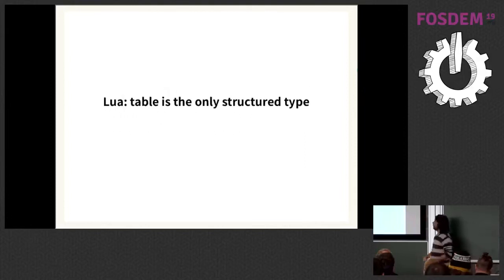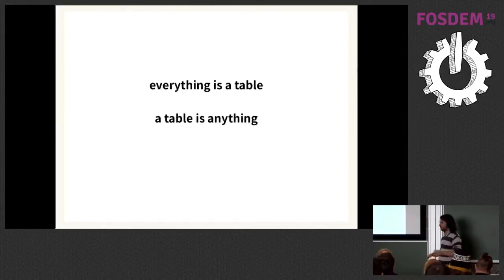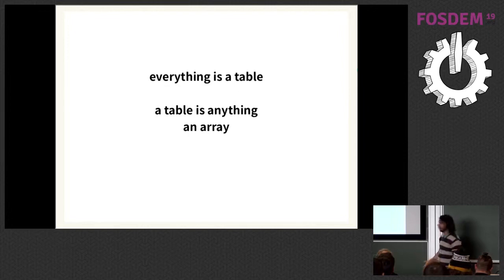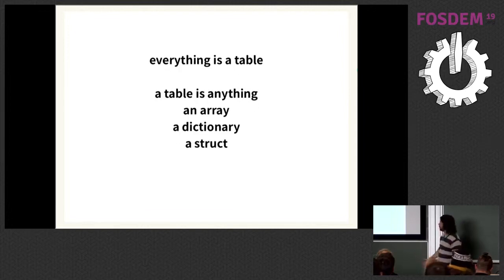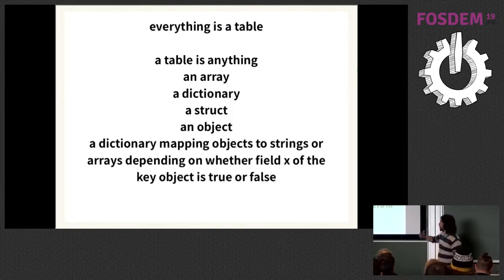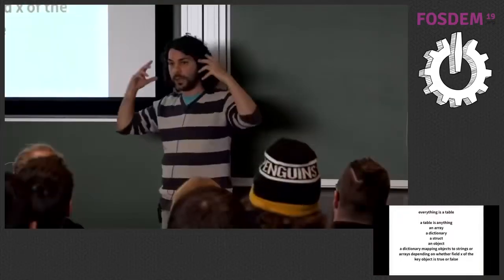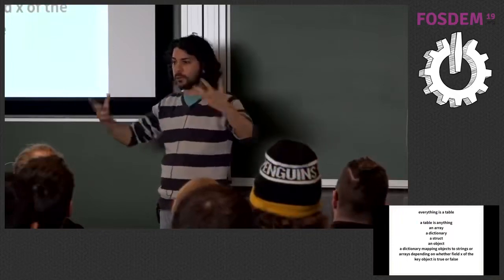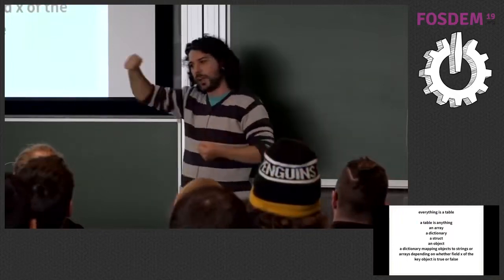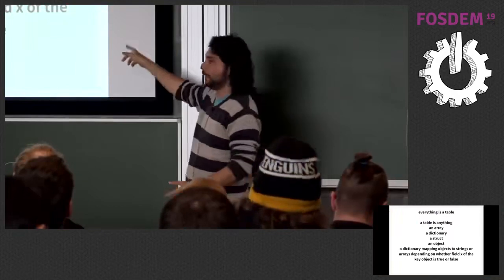And when you get to that, in a case like Lua, where the table is the only structured type. So when we say everything's a table, apart from the primitives, strings and integers and all that, it means that a table is anything. A table can be an array, it can be a dictionary, it can be a struct, it can be an object, it can be a dictionary mapping objects to strings or arrays depending on whether the field of the key object is true or false. And without realizing, you start creating those super complex structures that, if you were to type them, those would be the types that they would have to have.